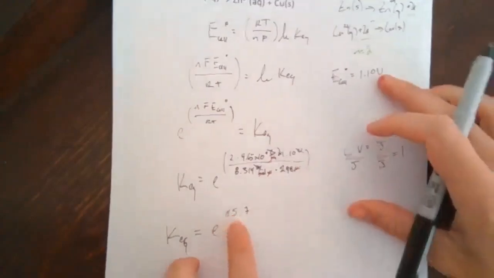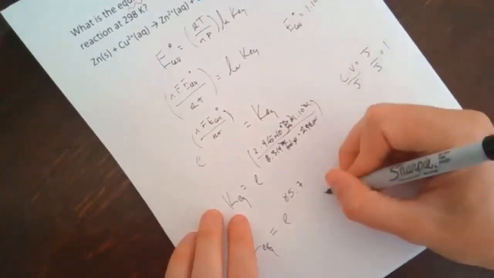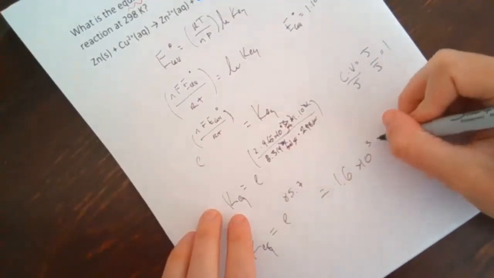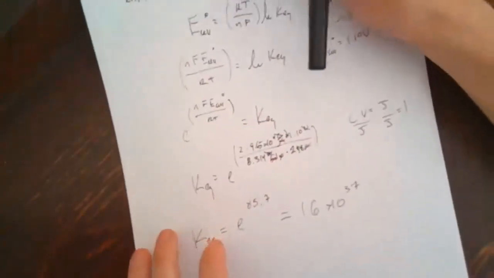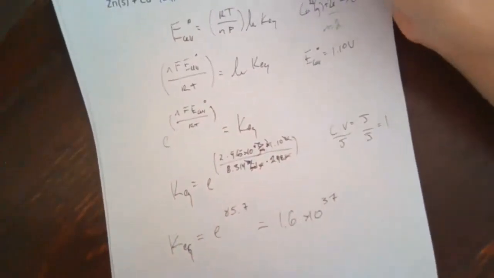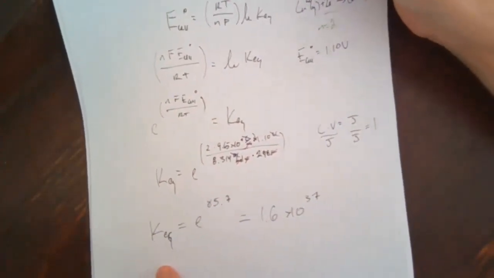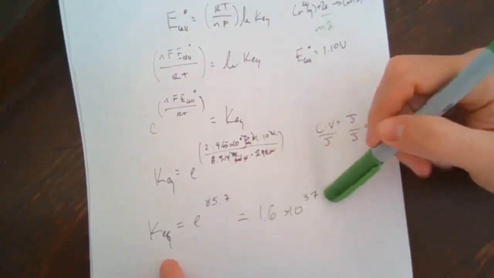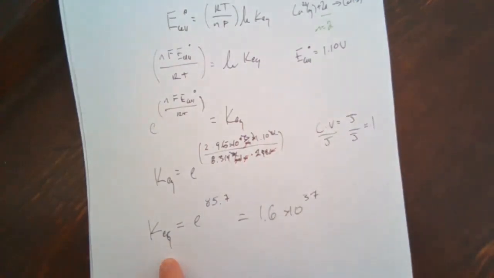So if I actually take e to the 85.7 power, I get that the equilibrium constant is 1.6 times 10 to the 37. So pretty big. That's a very, very big number. This is common for equilibrium constants for these electrochemistry reactions. That's why we use electrochemistry reactions to drive batteries, to drive power, to drive the flow of electrons in useful situations, because they are very, very product favored. You are going to be able to really react all of these reactants.